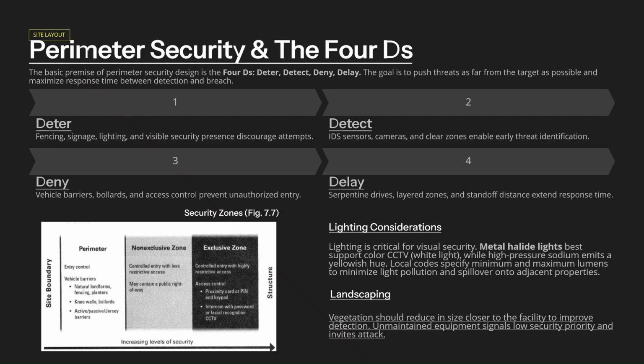This can include barriers, locks, and controlled access points. Deny ensures that unauthorized access is prevented altogether through strong physical and procedural controls. Additional elements like lighting and landscaping also play a vital role. Proper lighting enhances visibility, while strategic landscaping can eliminate hiding spots and improve surveillance. An effective perimeter integrates all these elements into a layered defense system.